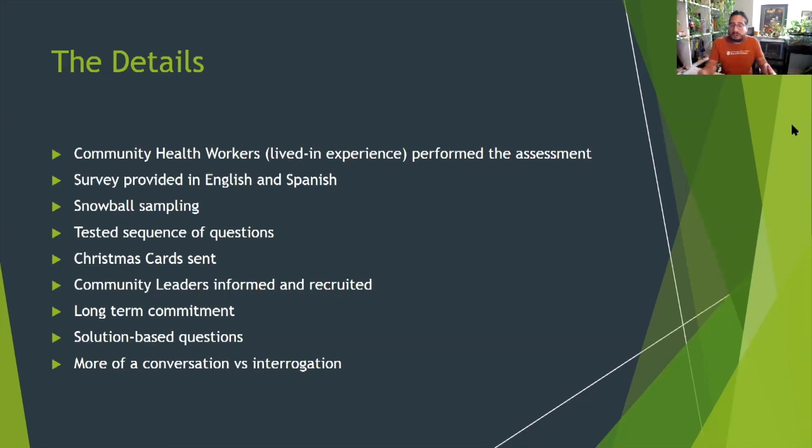We also did snowball sampling. After we did one interview and folks really understood what that took and the fact that we were paying $25, we asked, do you know anyone else in your neighborhood or families that might be interested? That's really what started the survey going. We also did a lot of testing with the sequences of the questions, and we found out that some of the questions were better to ask towards the very end.